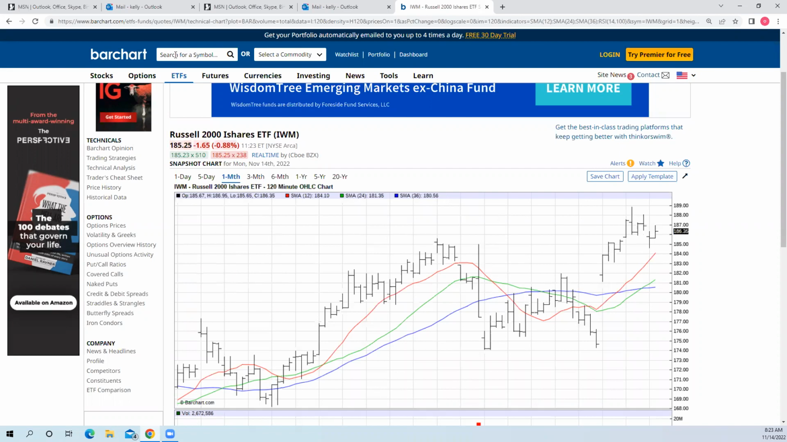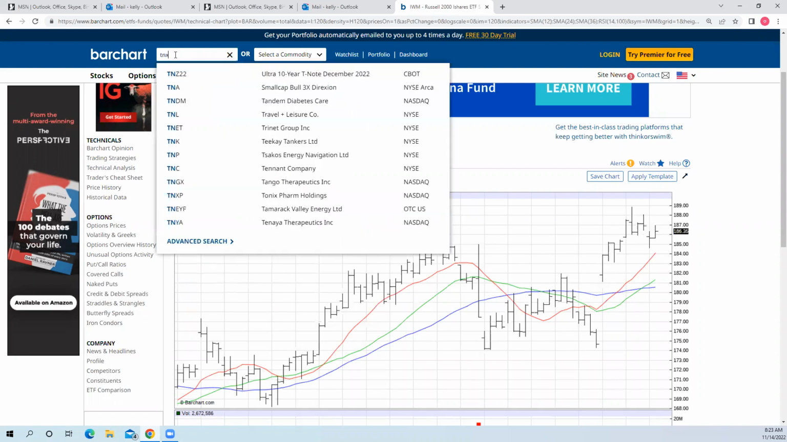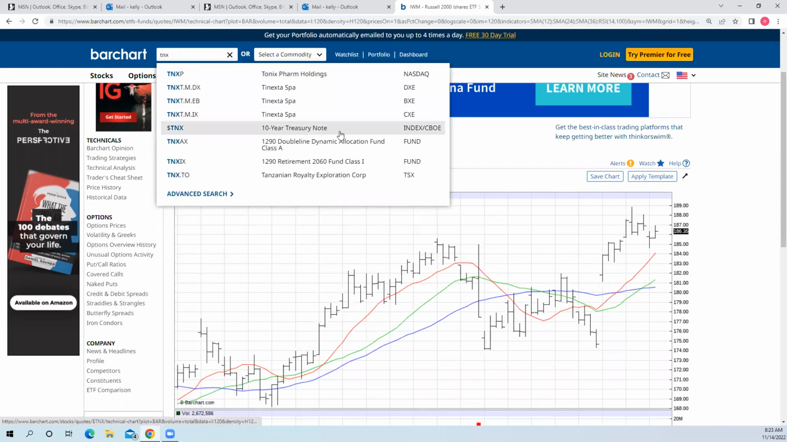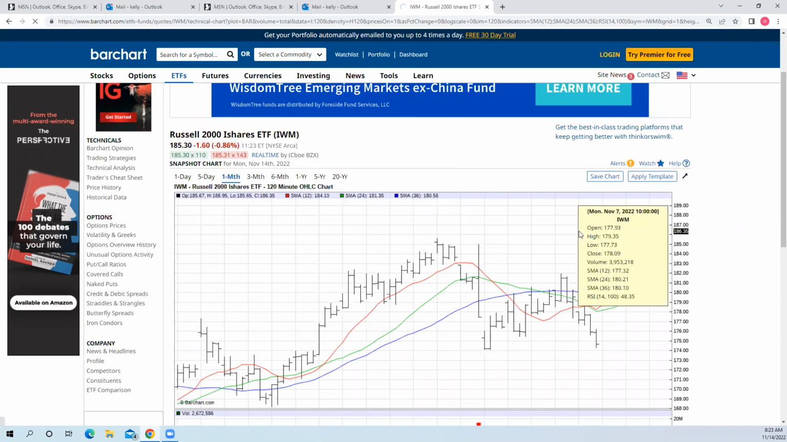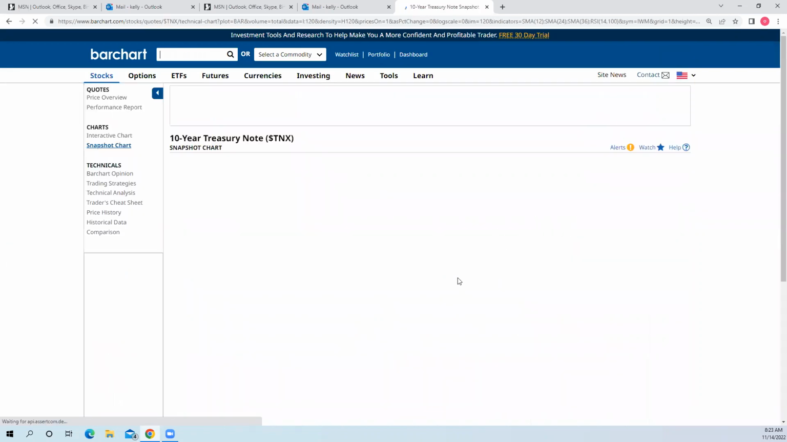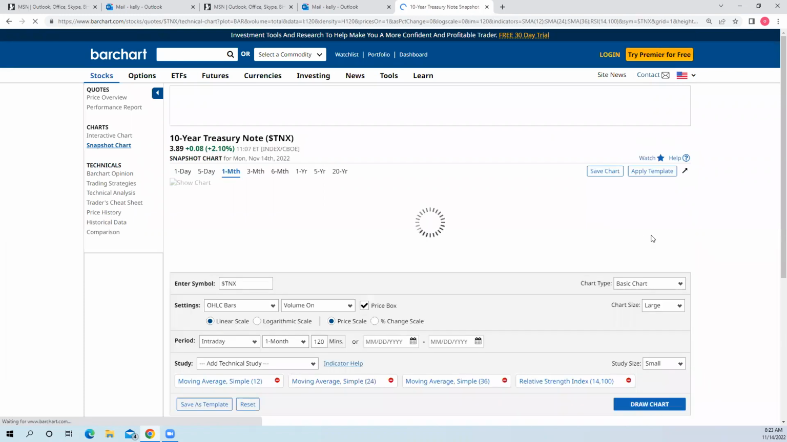Speaking of the 10-year note, let's put it up there for you. This is interest rates. And again, we talked about this to people who are reading our stuff. We told you about this. Again, when you get way away from the moving averages, you're going to pull back.